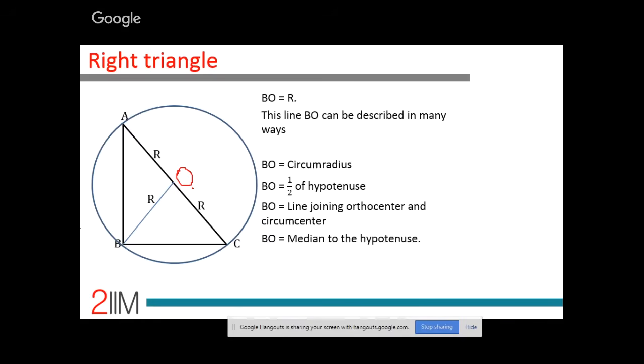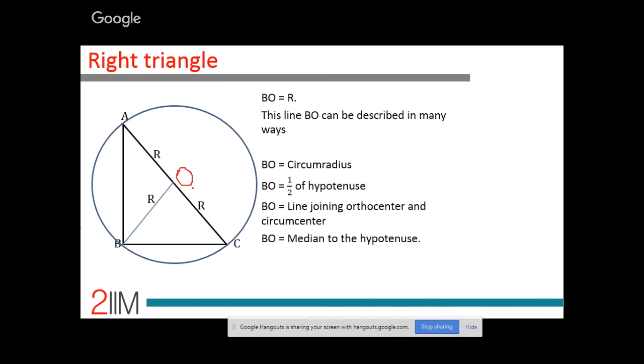What is B for the triangle? Orthocenter. So BO is a line joining the orthocenter to the circumcenter of a right angle triangle. And BO is a line from B to the midpoint of AC, so it's a median to AC. So the median to the hypotenuse is also BO. So if you have a right angle triangle with hypotenuse given, then circumradius is half of hypotenuse, which is nothing but the distance between orthocenter and circumcenter, which is nothing but the median to the hypotenuse. In any right triangle, the median to the hypotenuse is half of the hypotenuse.